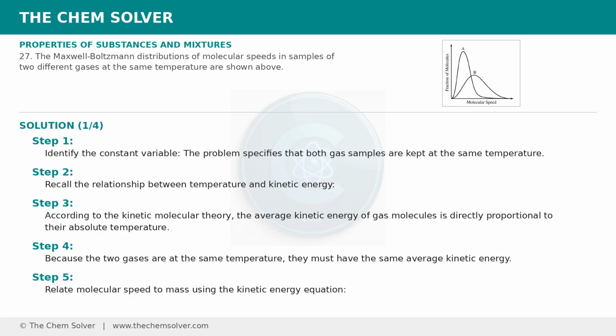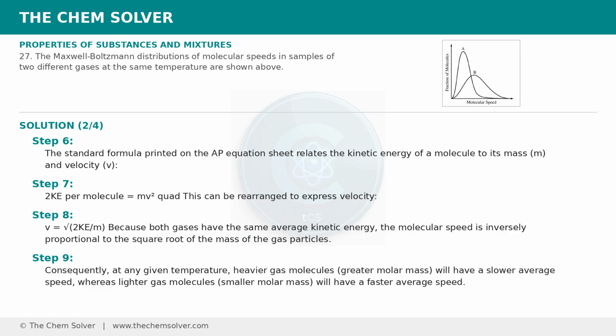Relate molecular speed to mass using the kinetic energy equation. The standard formula printed on the AP equation sheet relates the kinetic energy of a molecule to its mass, m, and velocity, v. KE per molecule equals 1/2 mv^2. This can be rearranged to express velocity: v equals the square root of 2KE over m.